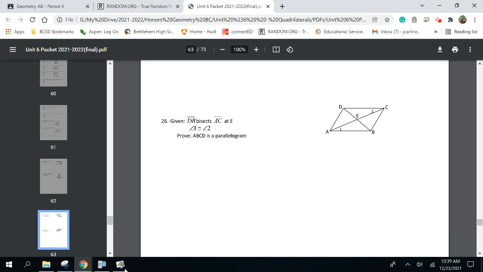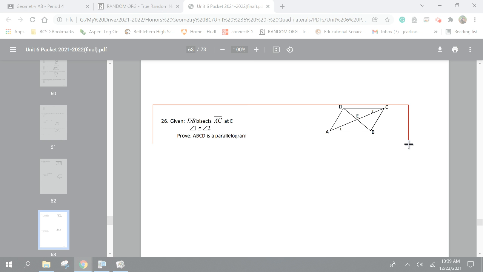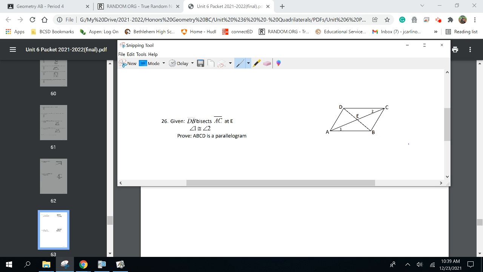Ooh, prove it's a parallelogram. Yikes. Oh, of course. Prove it's a parallelogram. So I need to show one of the properties, or also remember you have the special case. If you can get the special case, which is one pair parallel and congruent, it's a parallelogram.